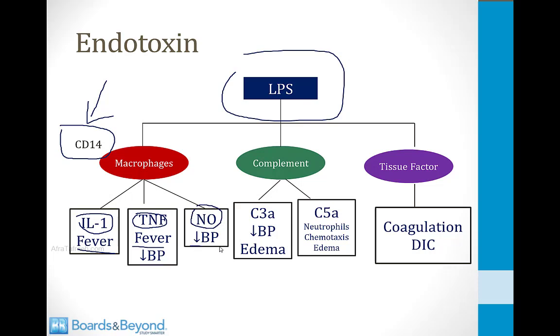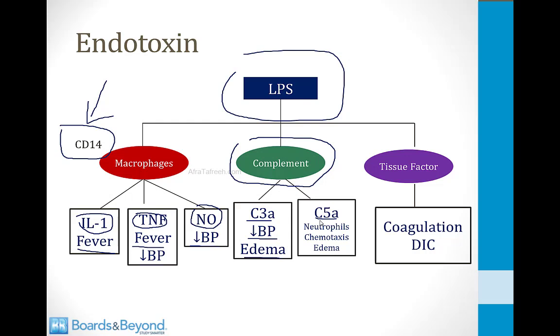Endotoxin and LPS can also activate the complement system, and when they do, complement C3a and C5a get released. C3a you may know is called an anaphylatoxin because it's responsible for anaphylaxis. It can cause hypotension and it can cause increases in vascular permeability and edema.